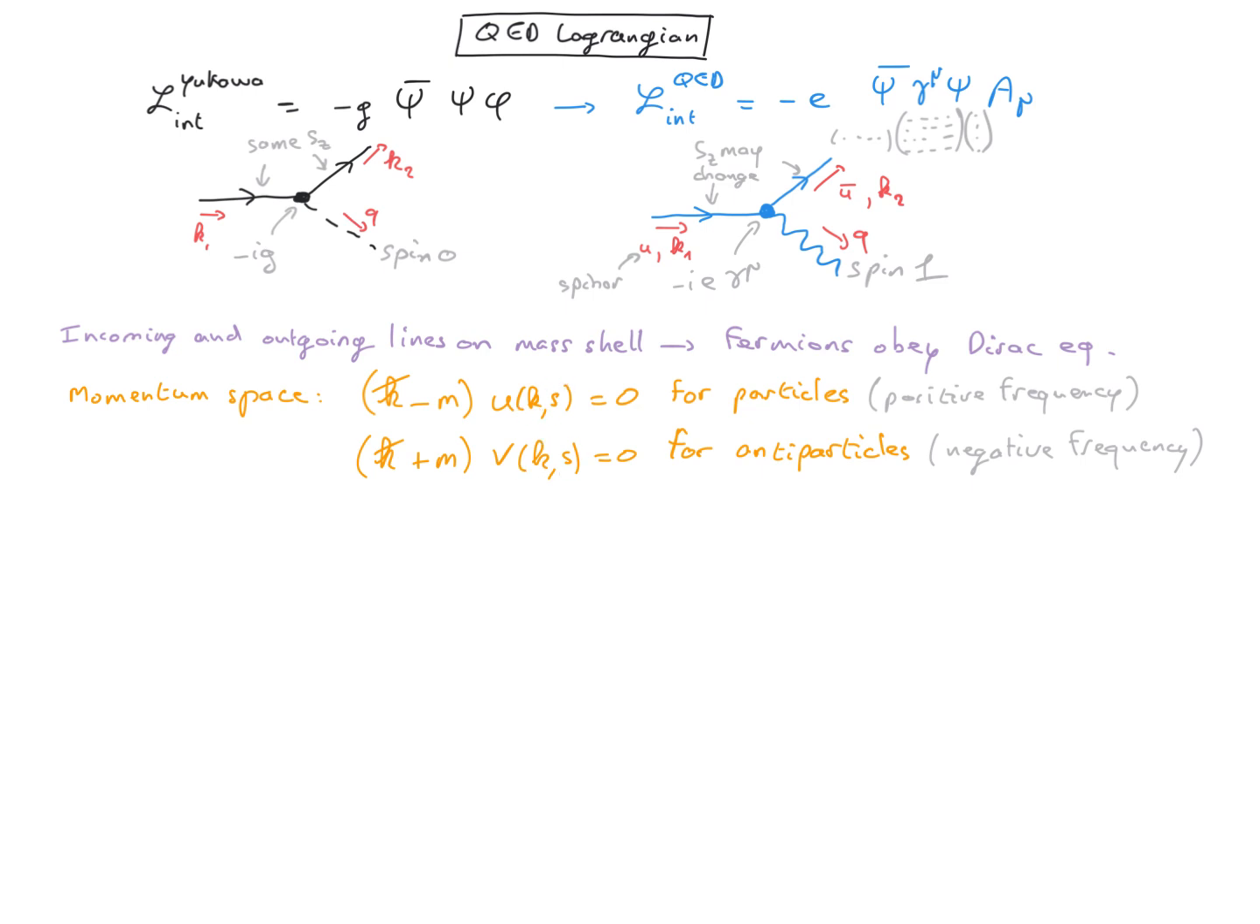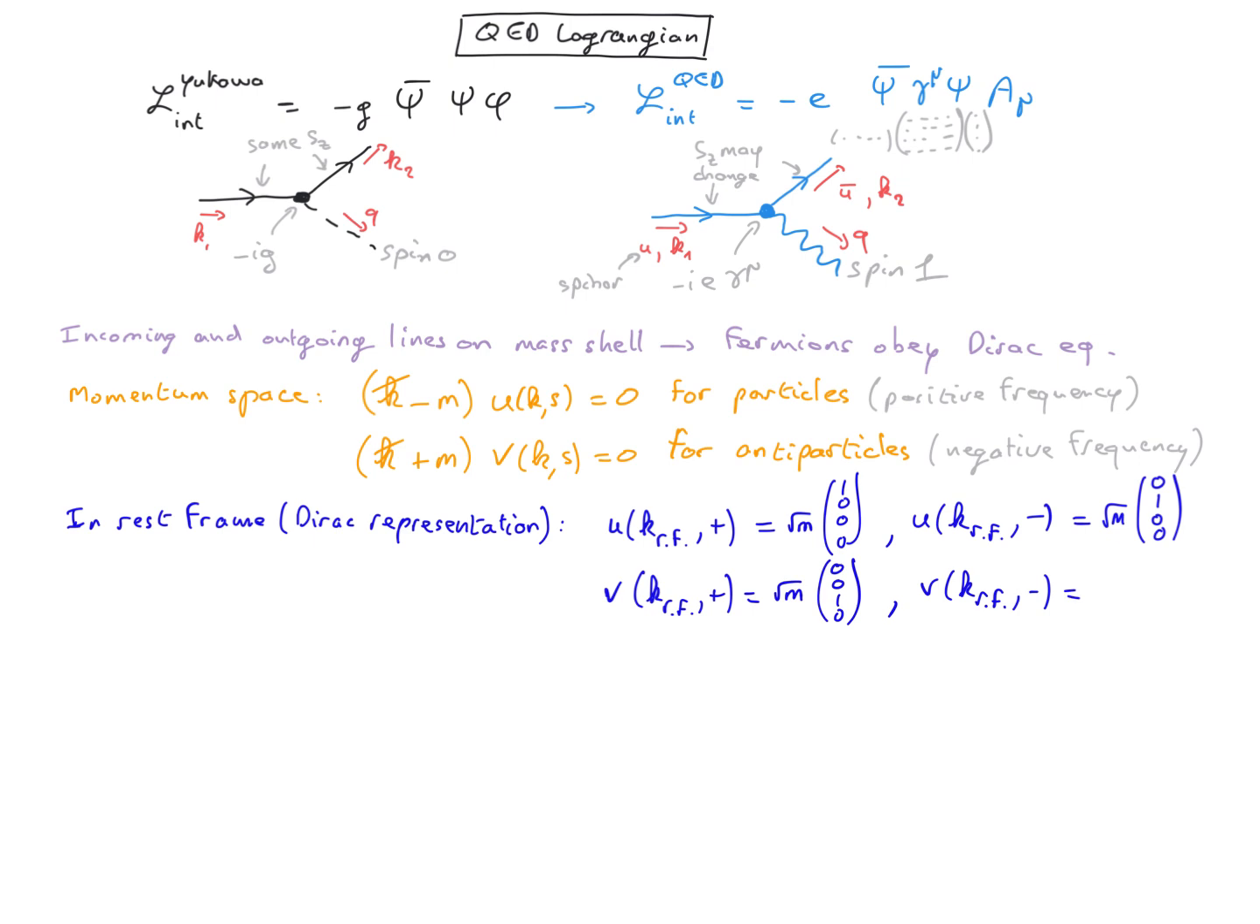These u's and v's are easily expressed in the rest frame, and in order to get u of k or v of k, we can then boost the spinors. These expressions are only valid in the Dirac representation, which is a particular choice of the gamma matrices, and for which the expression of the spinors is convenient in the rest frame. The square root of m is just a normalization.